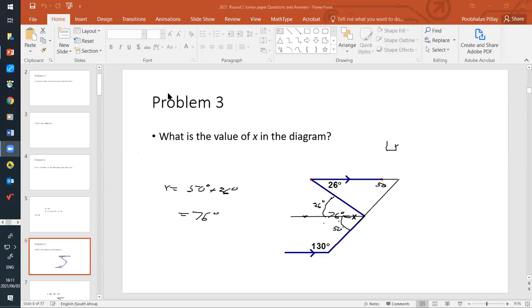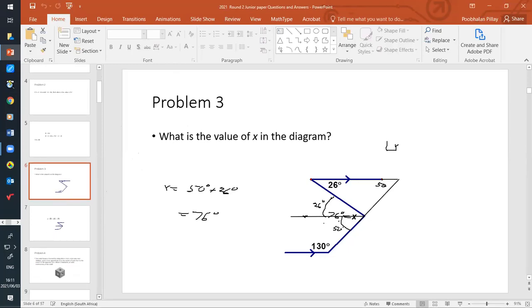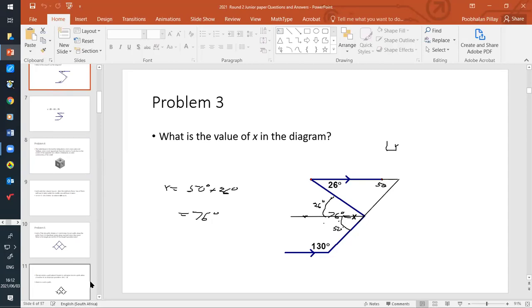So this is a problem which involves a construction. And it's not often that in the junior grade, you have problems with constructions. Constructions are usually for advanced students, but I don't think this was totally unfair. All right, so the next problem now is, go to problem 4.